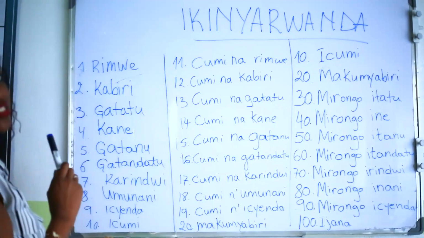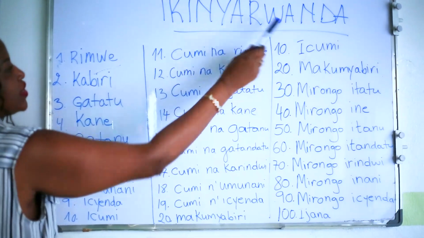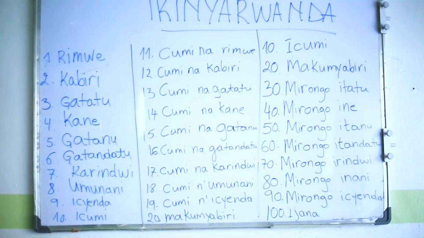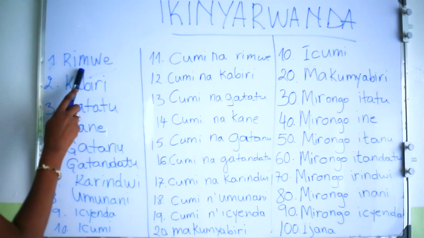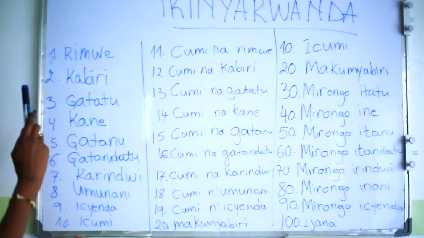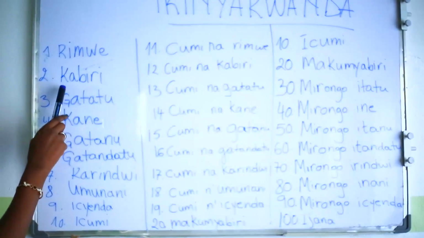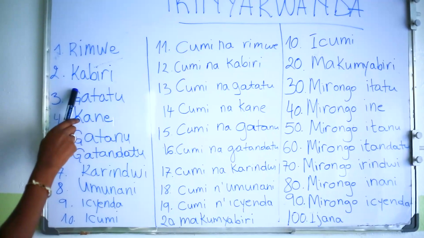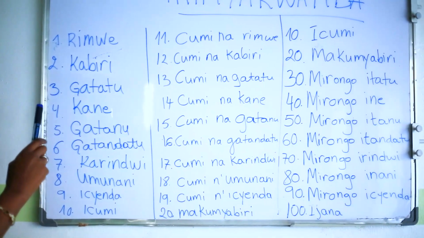Kinyarwanda. Please repeat after me. Kinyarwanda. Let's do numbers. Rimwe. Repeat. Rimwe, kabiri, kabiri. Please repeat.